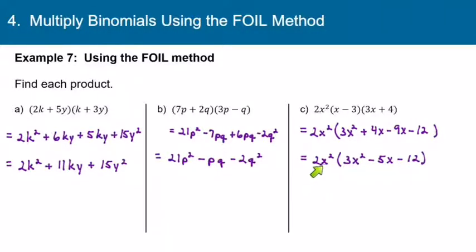Now, as our last step, we're ready to distribute this 2x squared. So 2x squared times 3x squared is going to be 6x to the fourth. 2x squared times negative 5x is going to be minus 10x to the third. And 2x squared times minus 12 is going to be minus 24x squared.